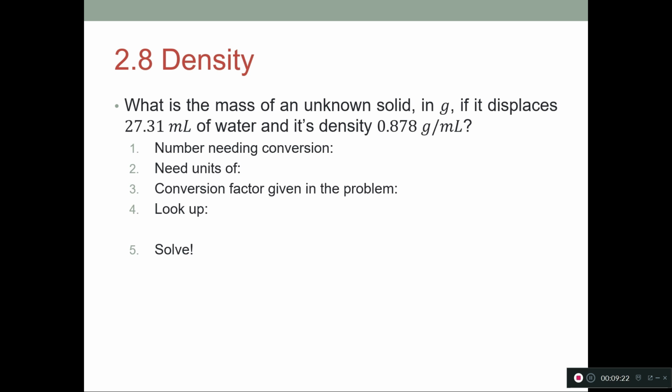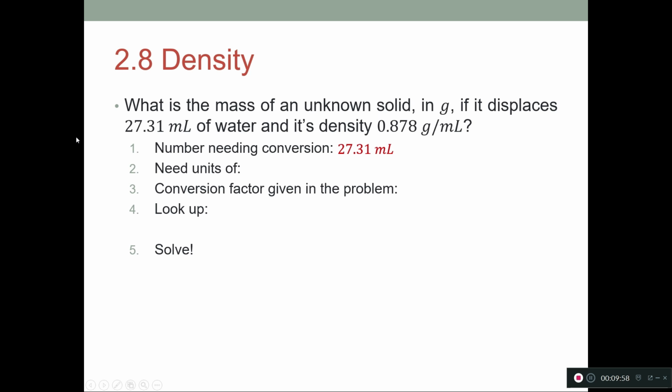So for instance, what is the mass of an unknown solid in grams if it displaces 27.31 milliliters of water and its density is 0.878 grams per milliliter? And so we see here it says it displaces this amount of water. This gets at what's often used to find the volume of solid objects. You put it in water and look at how much the water goes up. However much the volume of the water increases, that's the volume of your solid. And that's what we mean by displaces.